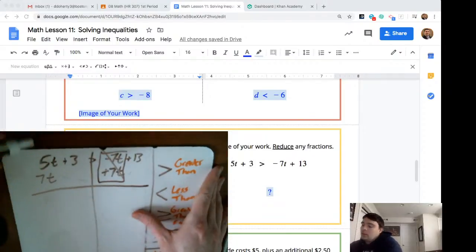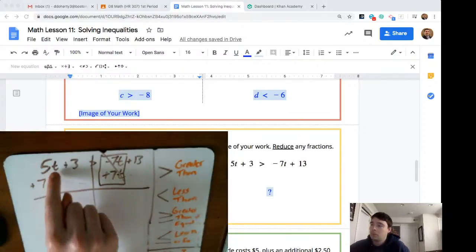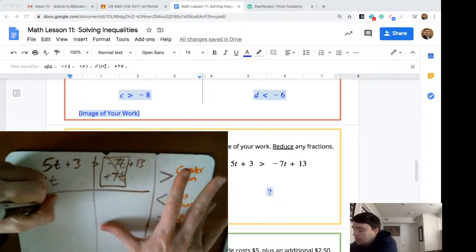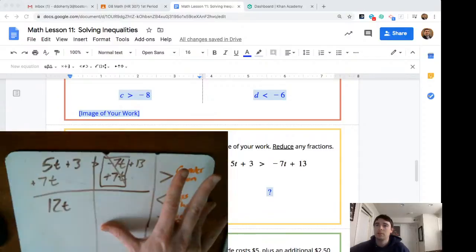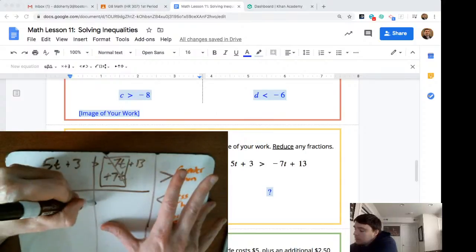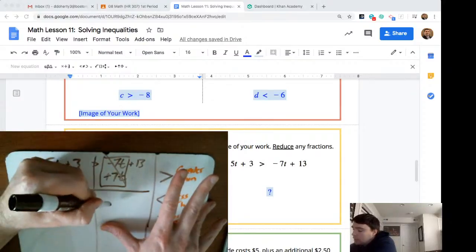Over here, if you have 5 variables and you add 7 more of those variables, you now have 12 copies of that variable, or 12 times t. The plus 3 can't be combined with it, so we get 12t plus 3 needs to be greater than 13.